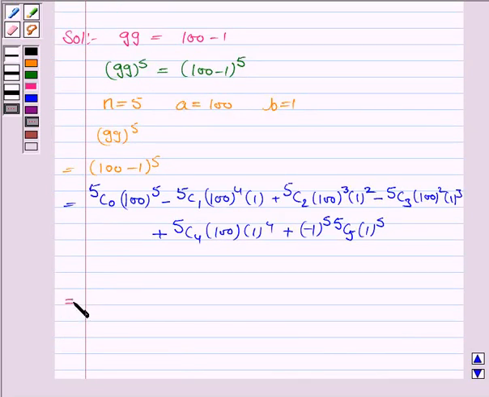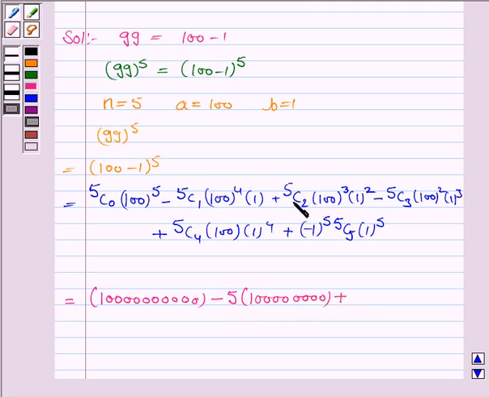Now this is equal to, 5C0 is 1. So the first term is 100 to the power 5, that is 10,000,000,000, minus 5C1 100 to the power 4. Now 5C1 is 5, so the second term is 5 into 100 to the power 4, which is 500,000,000.